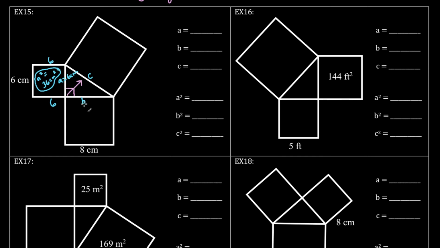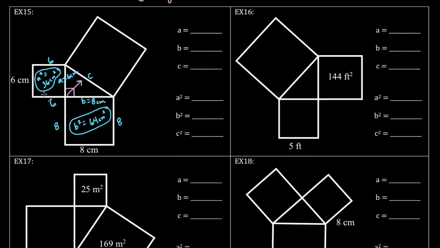And over here, this is B, and we know that this is a square made with lengths B. We know that this is 8 centimeters, this is 8 centimeters, and this is 8 centimeters. So the area, which is B squared, is 8 centimeters times 8 centimeters, which is 64 centimeters squared. And this is a 10, 6, 8.